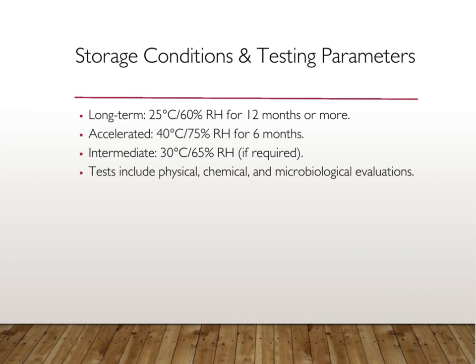Storage conditions and testing parameters. The Q1A(R2) guideline outlines specific storage conditions and testing parameters to simulate real-world conditions. The major storage conditions include long-term testing at 25 degrees C, 60% RH for at least 12 months, accelerated testing at 40 degrees C, 75% RH for 6 months to predict long-term stability, and intermediate conditions at 30 degrees C, 65% RH, used if long-term data shows unexpected changes. Stability testing involves evaluating various properties of the drug, including physical appearance, chemical composition, and microbiological integrity.